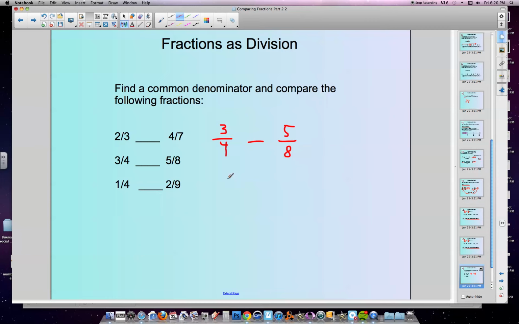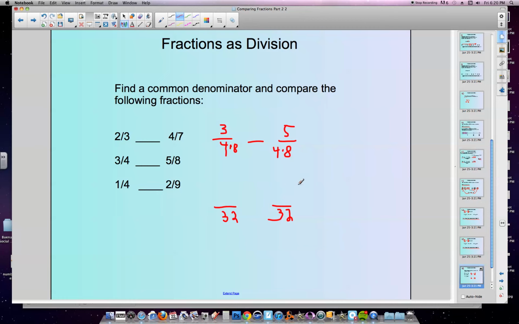However, what I can do to make this a lot easier is I can say, okay, well, I know that if I multiply 4 times 8 over here, since that's this denominator, and I multiply this times 4, then now I have 4 times 8 and 4 times 8. Well, what is 4 times 8? Let's see. 8 plus 8 is 16. 16 plus 16 is 32. So I've got 32. And I've got 32 over here. Great. Now I have like denominators.